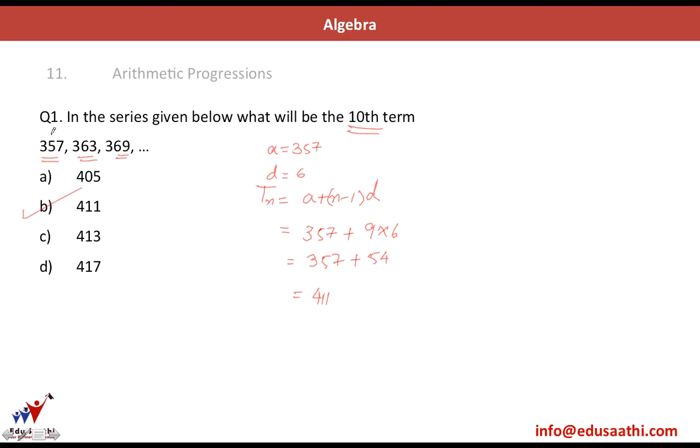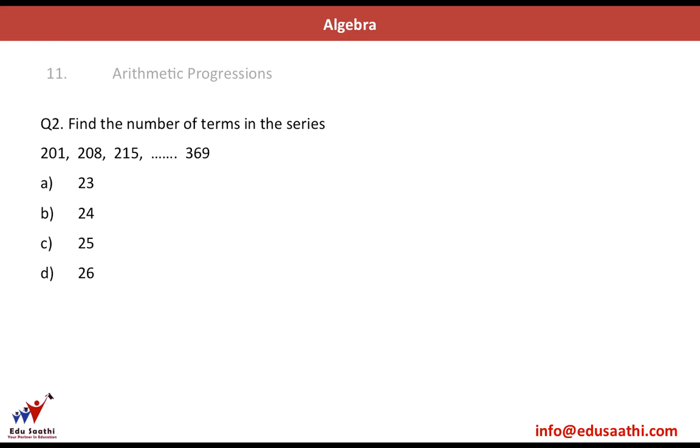Or, starting from 357, take 9 jumps, and each jump will have a value of 6. So the total value accumulated in 9 jumps is 54. Added to the first term, you will get your answer. The formula to be used is Tn is equal to A plus (n minus 1) into D. I hope the question is clear. Let's look at a second question.